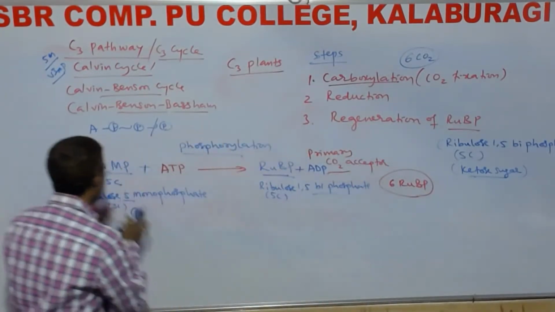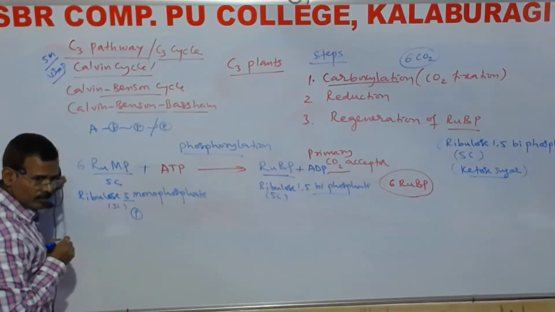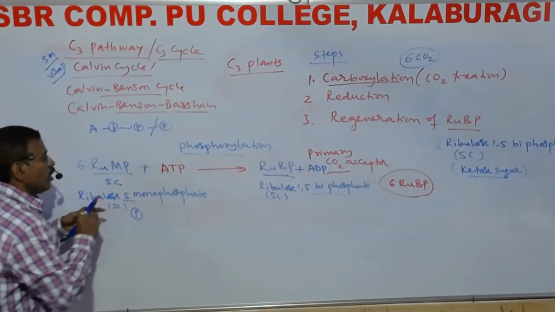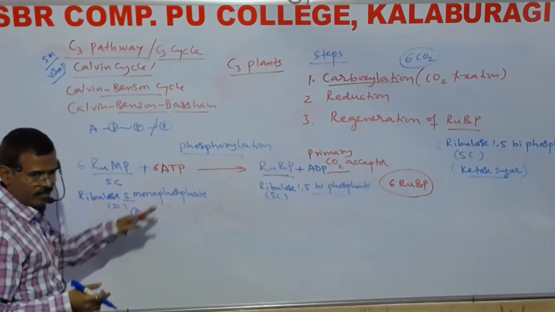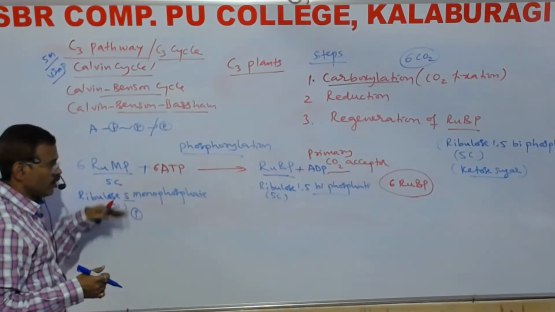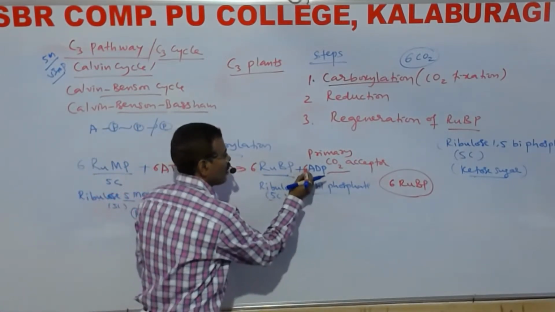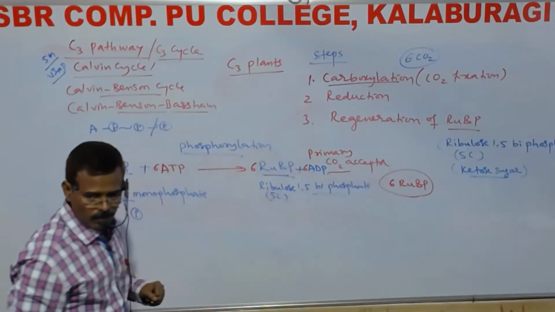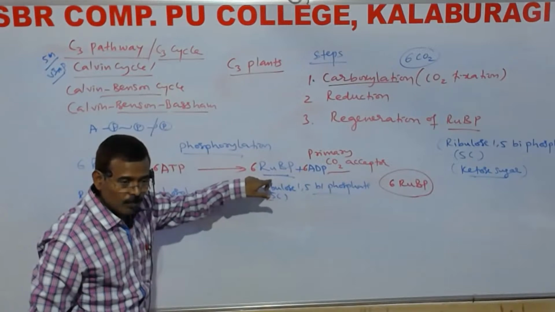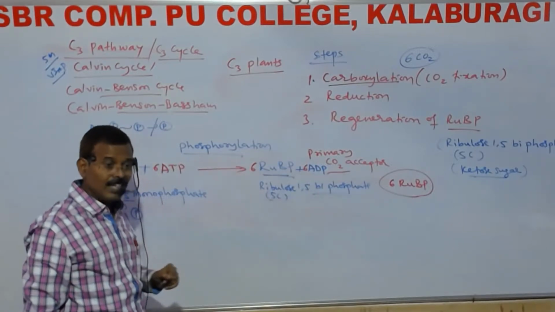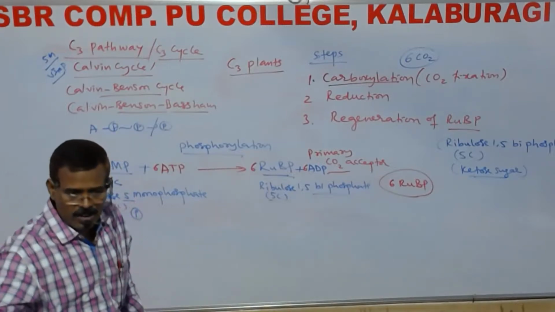That means here we can have 6 molecules of ribulose monophosphate. Okay. On addition of 6 molecules of ATP, that is phosphorylation, a phosphate group is added to it, and there will be a synthesis of 6 molecules of the primary carbon dioxide acceptor, ribulose 1,5 biphosphate. So this now acts as the primary carbon dioxide acceptor. It fixes the carbon dioxide. That step is called carboxylation.